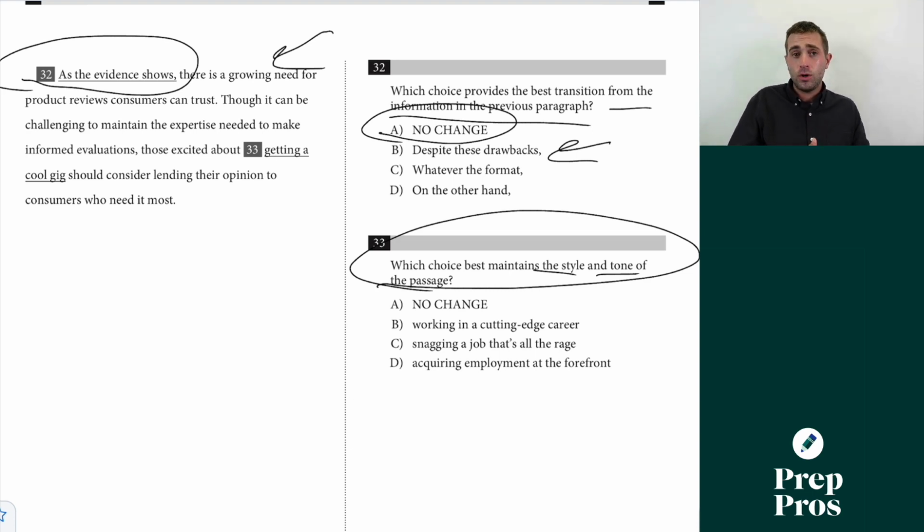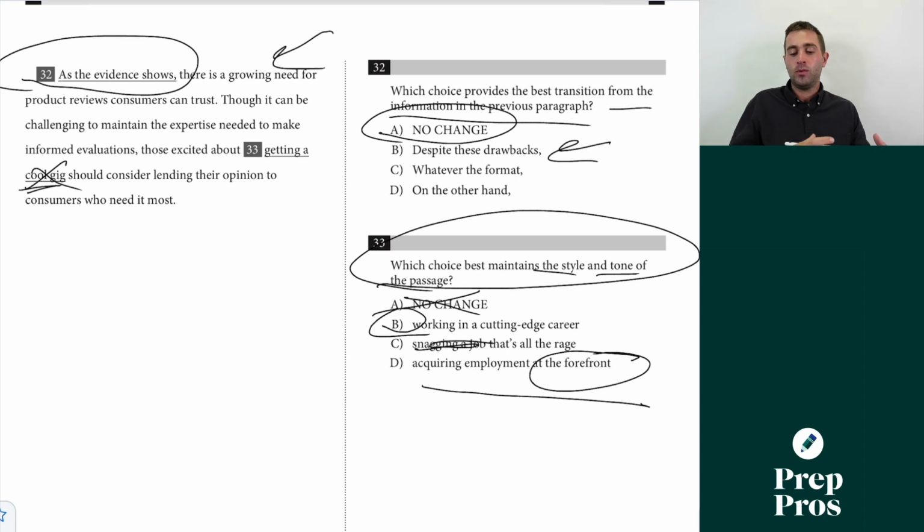This is really basically just code words for you want concise answers, and you don't want to use really informal language here. So, though it can be challenging to maintain the expertise needed to make informed evaluations, those excited about getting a cool gig, well, this sounds fine if we're talking to our friends, but definitely not. It doesn't have to be crazy formal, but it can't be that informal. Snagging a job, that's very informal. Acquiring employment at the forefront, this is just excessively wordy here. B is going to be the only one which is concise. It's using proper types of language here. That's how we can tell that B is our right answer.